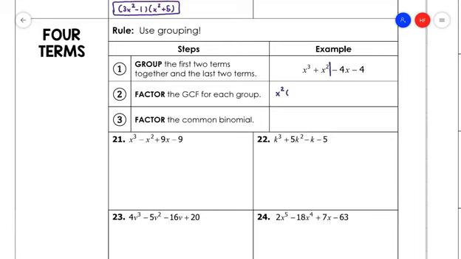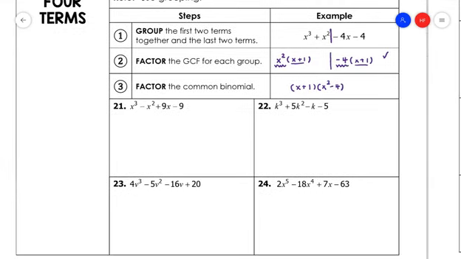X squared for the front leaves me with an x and a 1. And then for the second group, we're going to take out a negative 4. That leaves me with an x and a 1. We see that these are the same, and they have to be with factoring by grouping, which I like as a checkpoint, so we know, yes, we are doing this the correct way. We'll factor out the common binomial, which was x plus 1, and then whatever you're left over with becomes one factor, so x squared minus 4, which we would have to factor further if it said factor completely.